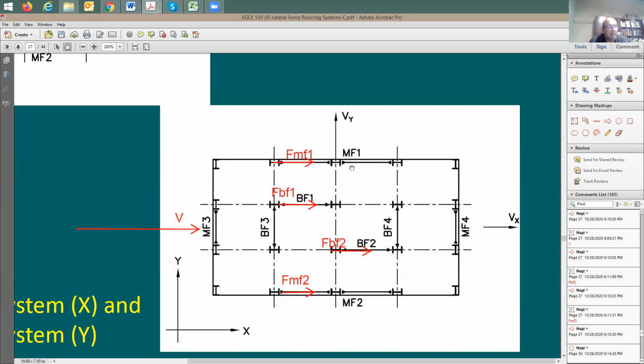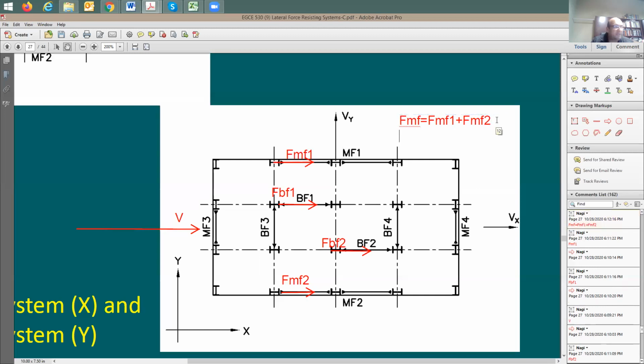And also, most likely, this moment frame is going to be taking the same force as this moment frame. Very close to it, so I'm going to say they're going to be the same. Now, let's add the moment frame forces together. I'm going to call here the moment force, the force that goes to moment frame. Let's say the force to moment frame equals force MF1 plus force MF2, if this makes sense.